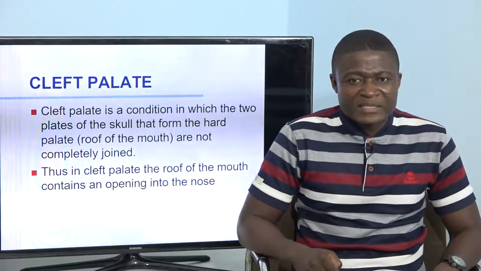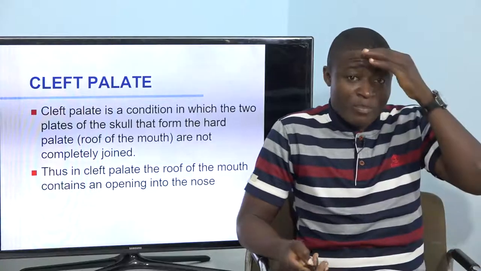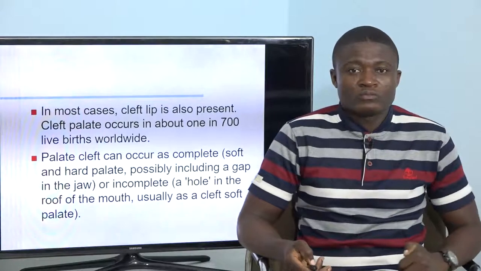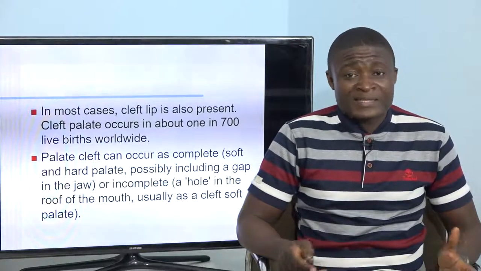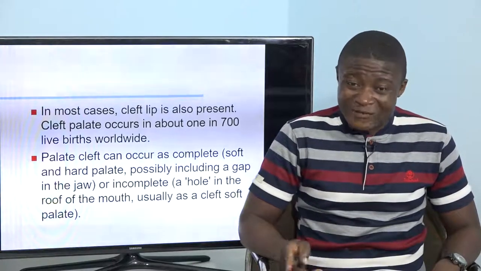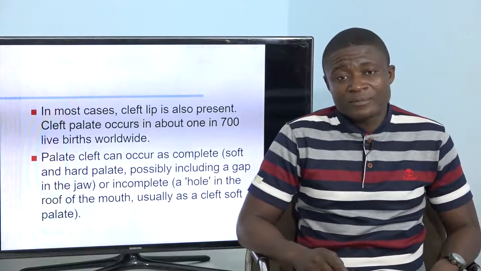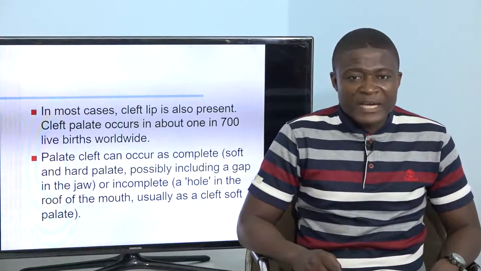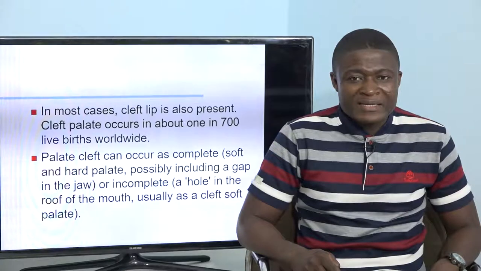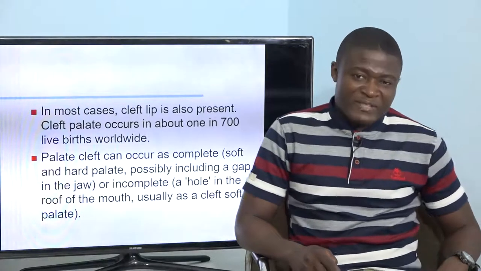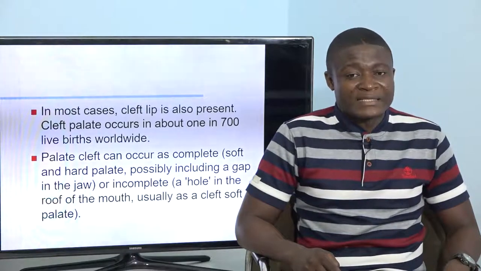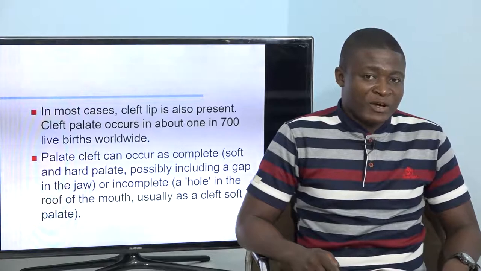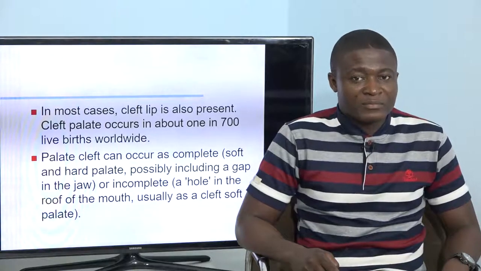Thus, in a cleft palate, the roof of the mouth contains an opening into the nose. In most cases, cleft lip is also present. So in most cases of cleft palate, you also have a cleft lip. Cleft palate occurs in about 1 in 700 live births worldwide. So every 700 children that are born in this world, you can get at least one of them developing a cleft lip or cleft palate.